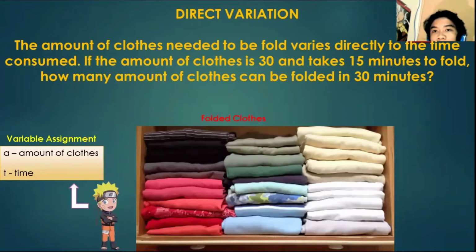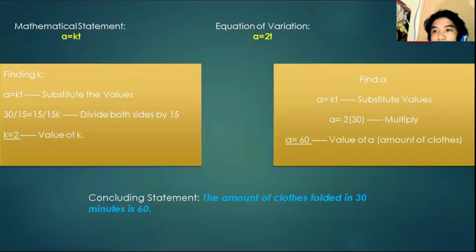A: amount of clothes. T: time. Mathematical statement: A equals KT. Finding K. A equals KT. Substitute the value. 30 equals 15K. Divide both sides by 15. The value of K is 2.